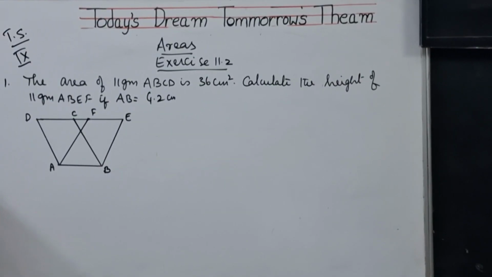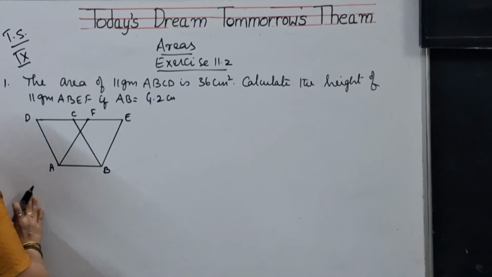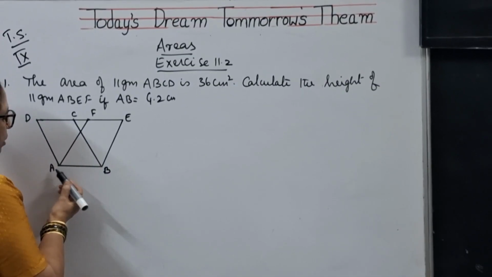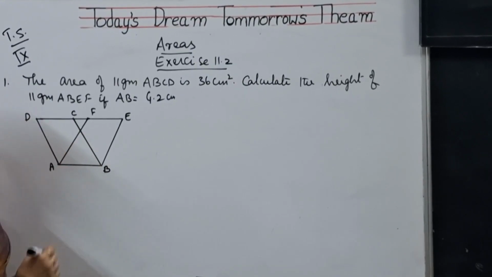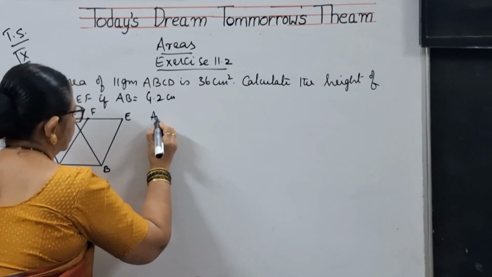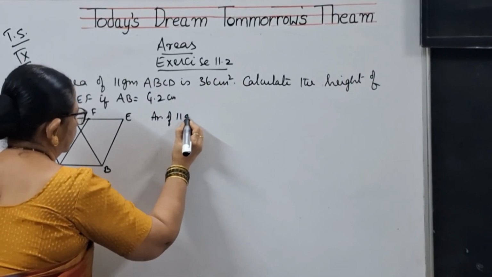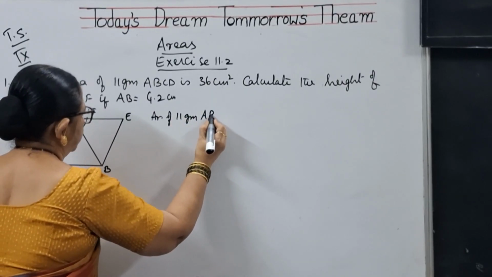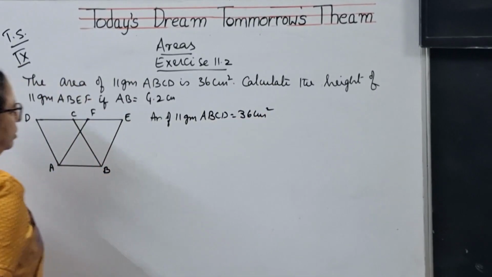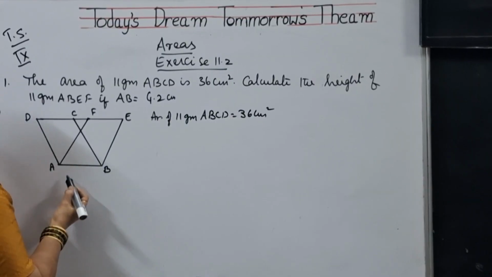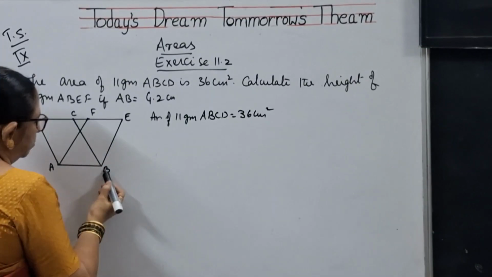I am dealing with 9th class maths in the chapter Areas. Exercise 11.2 I have to do. In this exercise 11.2 the first sum is: area of a parallelogram ABCD. This parallelogram ABCD area is given as 36 square centimeters. Then calculate the height of parallelogram ABEF.